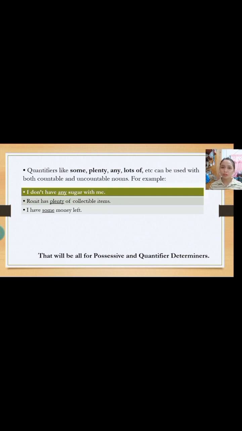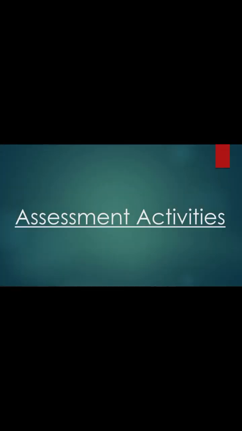And to sum it up, quantifier determiners consist of those used with countable nouns, uncountable nouns, and both countable and uncountable nouns. When we say both countable and uncountable nouns, it means that a certain word or words belong to both. It can be considered as a countable or uncountable noun.